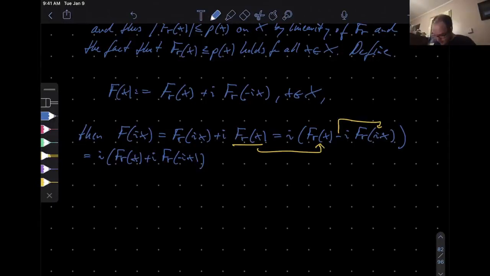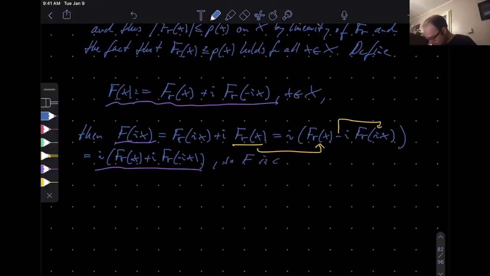But what does this show? If you compare this line here with this line, the thing that has happened here is I was able to pull out the imaginary unit from the argument of capital F. This means in turn that capital F is linear on X, on the complex vector space. Okay, let's write this down. So F is complex linear. I already know that it is linear over the real number field, because the f_r pieces are as such. But now I have convinced myself that I can pull out complex scalars, so it's indeed complex linear.